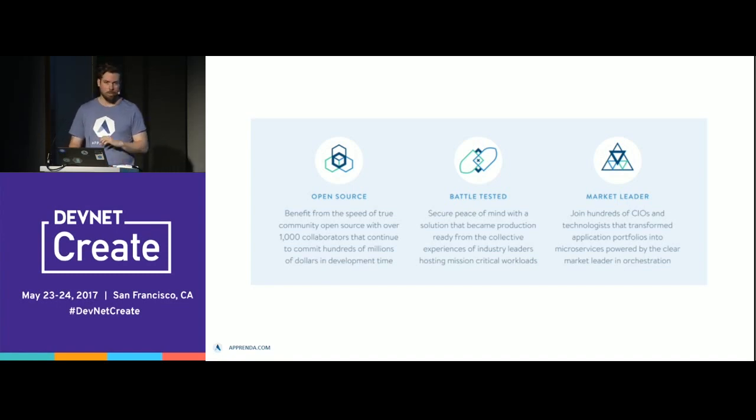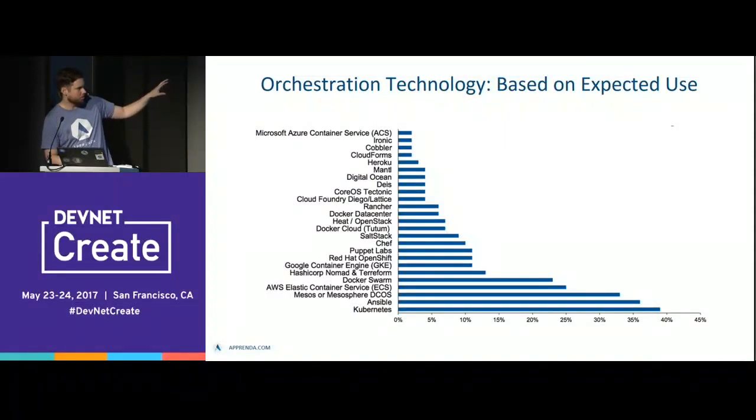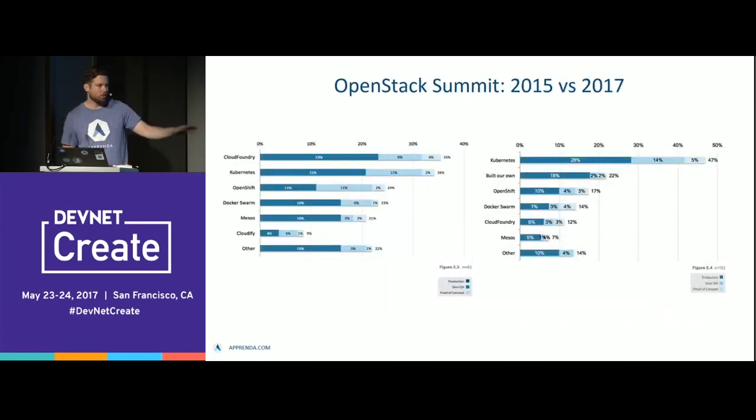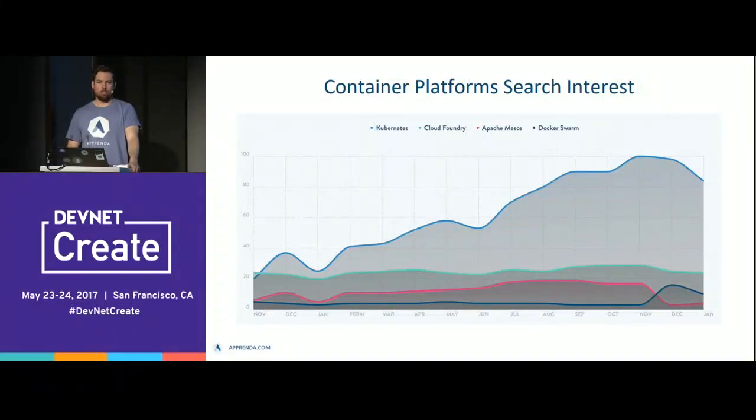A few statistics to show you that it's the market leader. This actually comes from The New Stack, if you're familiar with that publication. They asked what container orchestration technology you are currently investigating or using, and Kubernetes on the bottom over there is by far number one. This is from two different OpenStack summits, two years apart. The one on your left, if you're facing there, is from 2015. The one on your right is from 2017. You could see that Kubernetes currently trumps everything. And then from just Google search analytics as well, you'll see that Kubernetes is 4 times as popular as any other option out there.